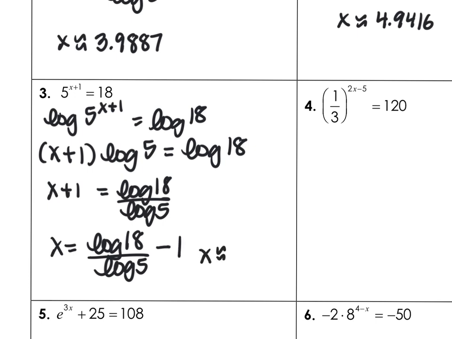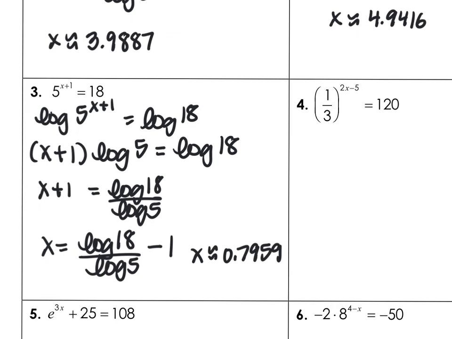And then if you plug that in your calculator and get an approximate answer, that is 0.7959. And again, just make sure you can do that. And if you have trouble with that, just let me know in class, and I'll certainly show you how to get the right answer there.